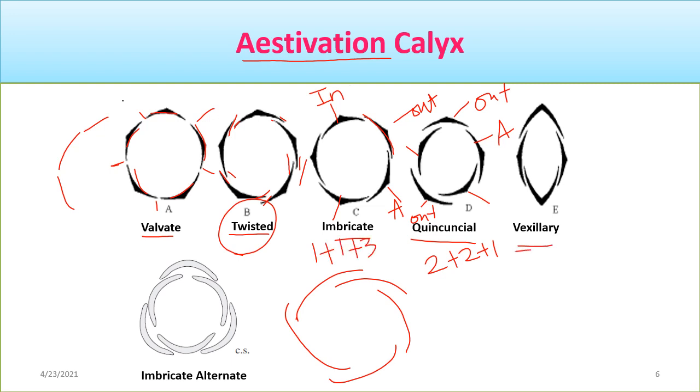And vexillary type of estivation is there, which typically can be seen in the members of Papilionaceae. Actually, most of the time this type of estivation is there in corolla, but here we can learn that this is bigger, which is called a standard.